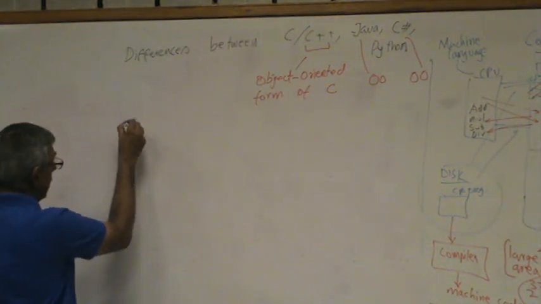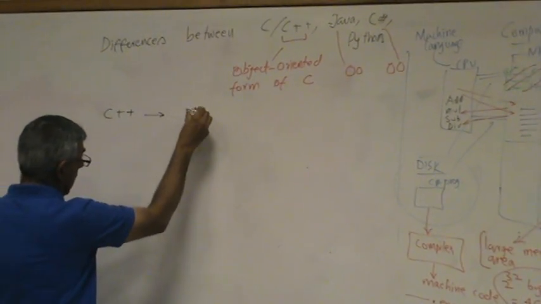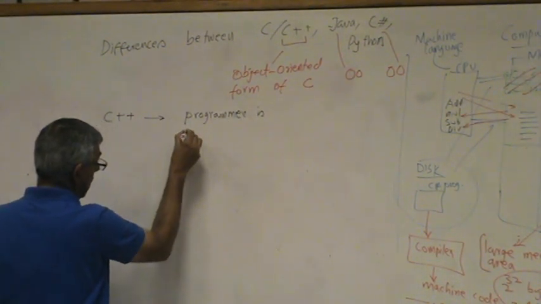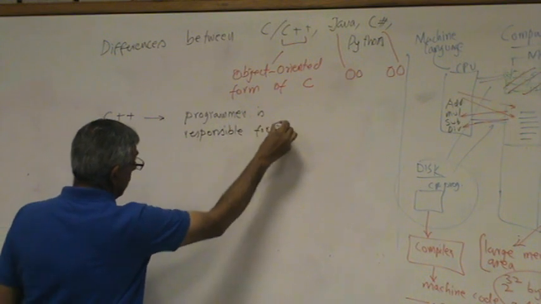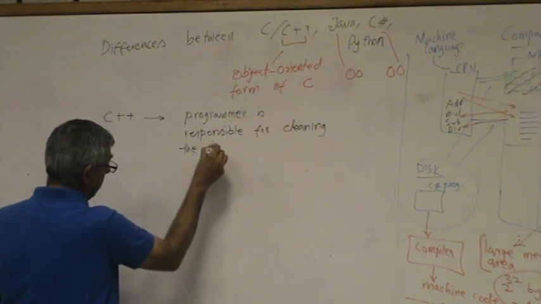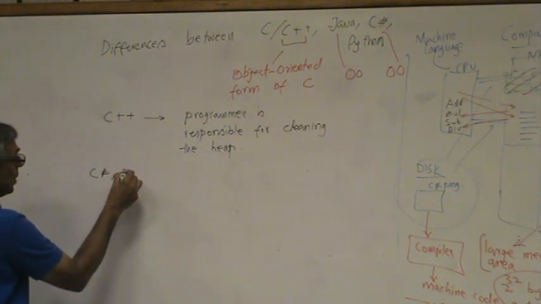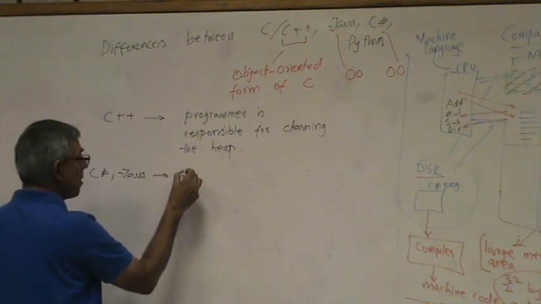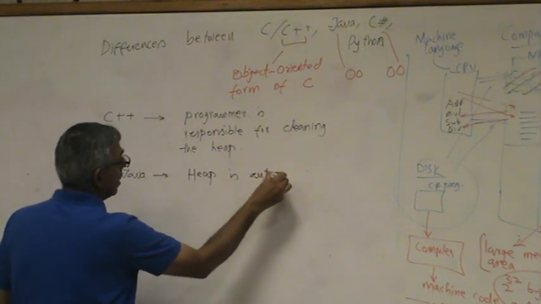So the question is then, what's the further difference between these languages? As far as C++ is concerned, as I mentioned, the programmer is responsible for cleaning the heap. That's one difference. Whereas in C#, Java, Python, and so on, the heap is automatically cleaned.